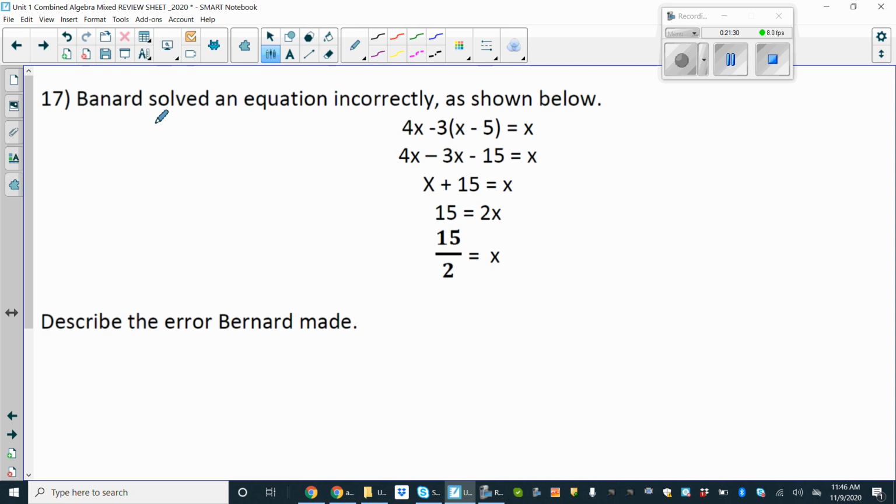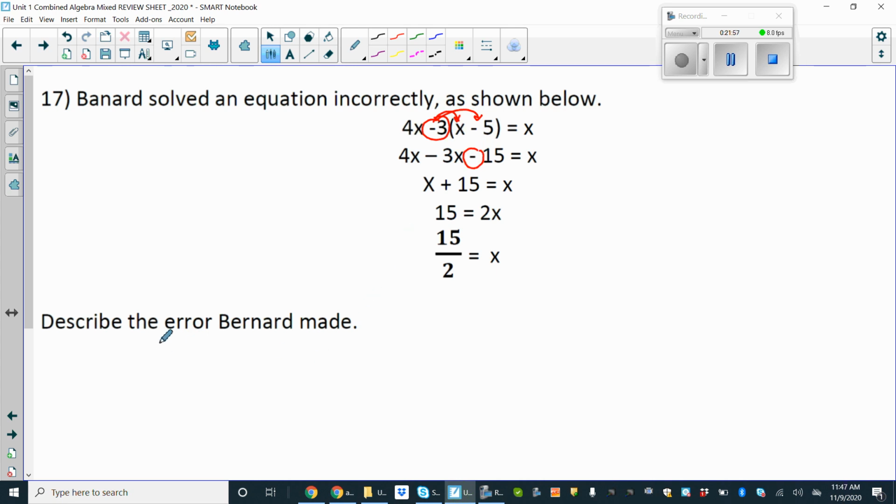17. Bernard solved an equation incorrectly, as shown below. Describe the error Bernard made. So let's check. 4x minus 3 times x minus 5 equals x. So the first step was to distribute this negative 3 to the x and to the negative 5. So we should have had negative 3 times x is negative 3x. Negative 3 times negative 5 should have been a positive 15.